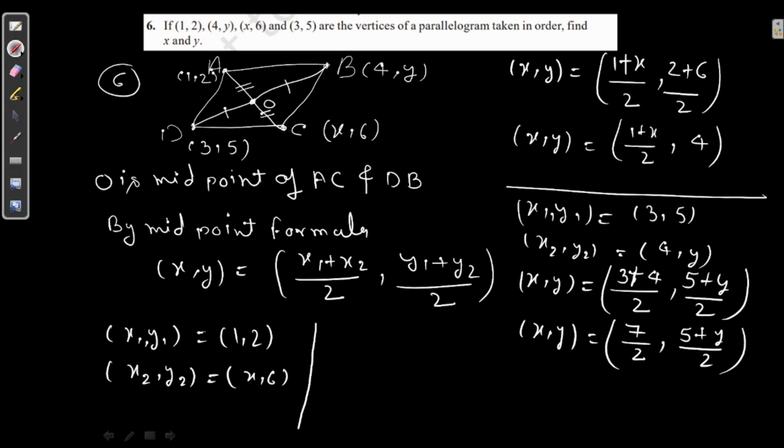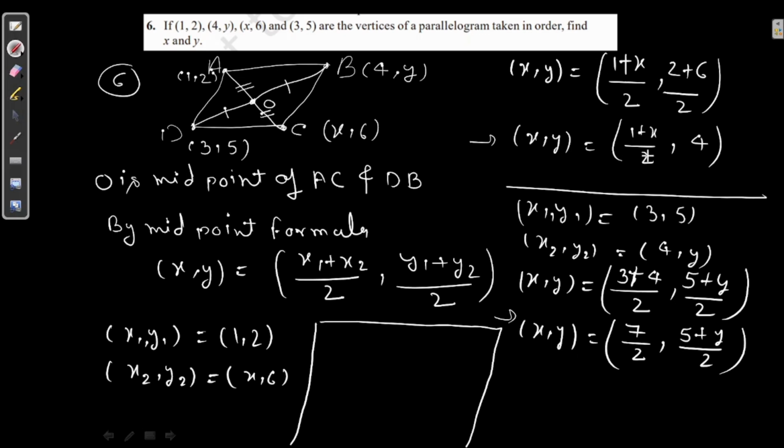Now just look here, I am drawing a window here so that I can write something. Okay, now just look, I am having x comma y as 1 plus x by 2 comma 4 and x comma y is equal to 7 by 2 comma 5 plus y by 2. Now I am going to compare these two vertex, these 2 points.